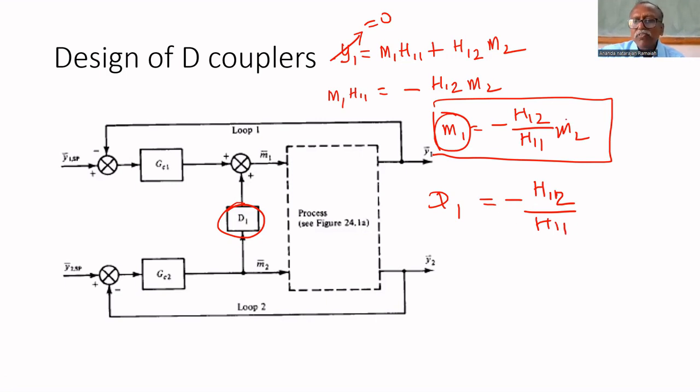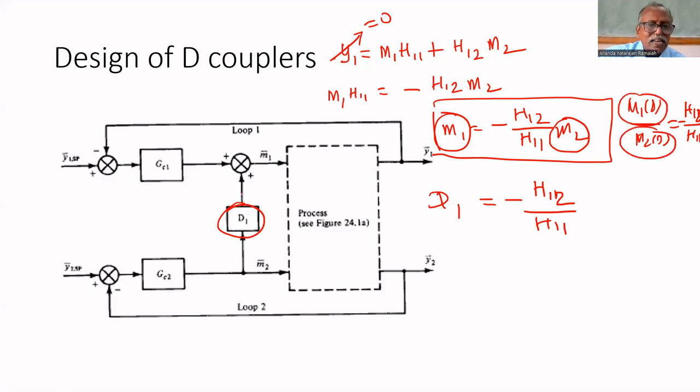So what is the input for that transfer function? Here the transfer function is M1 of S by M2 of S equal to minus H12 by H11. That is the transfer function. What is the input? The input is M2, output is M1. So you will get additional M1 here. What is D1? D1 equal to minus H12 by H11. This is the decoupler. So this will give additional M1 to nullify the effect of interaction.